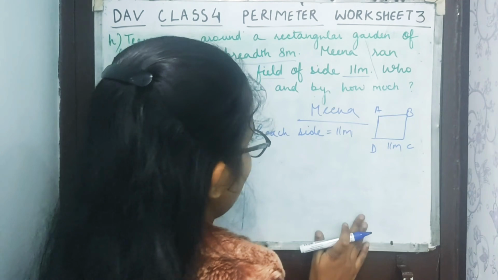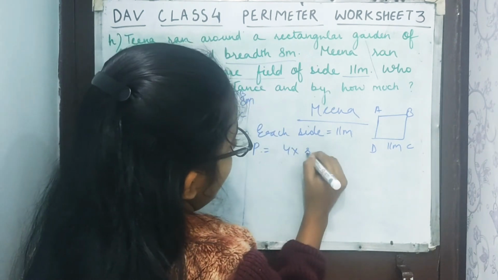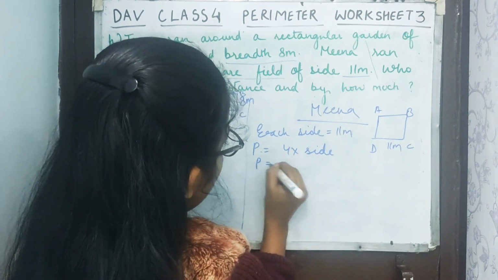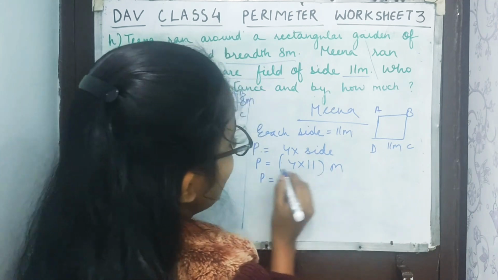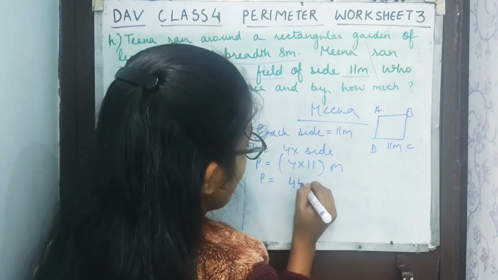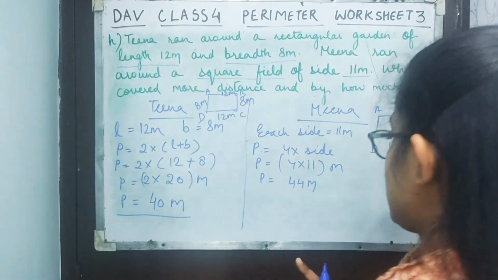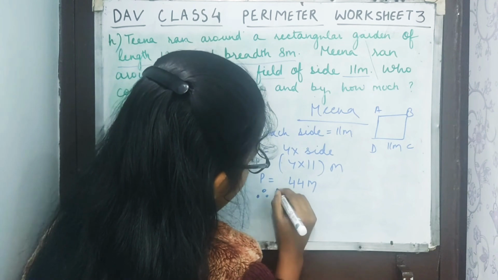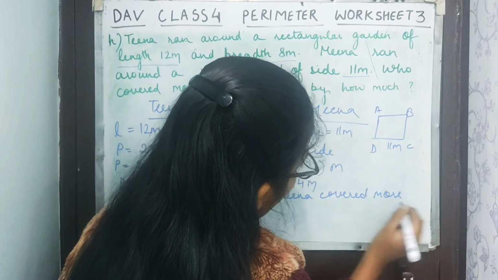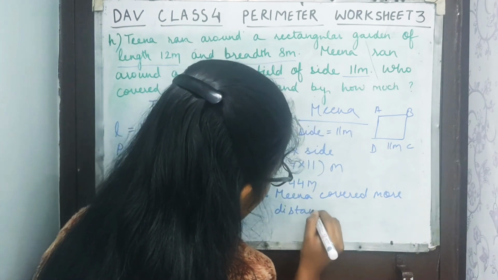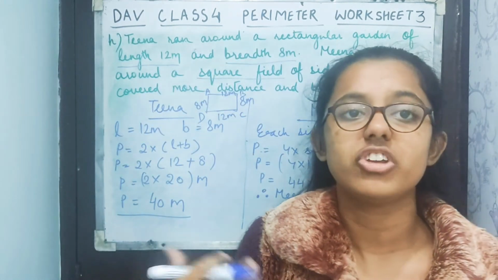Now let's come to Meena's side. Each side is 11. So perimeter is 4 into side, the square's formula. So perimeter will be 4 into 11, that is 44 meter. So who covered more distance? Meena covered more distance. Now the second part of the question is by how much, meaning how much more distance she covered.